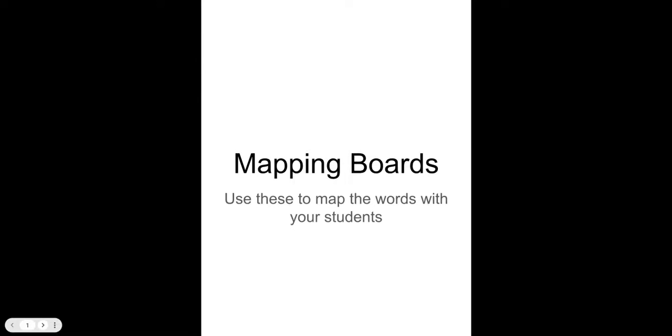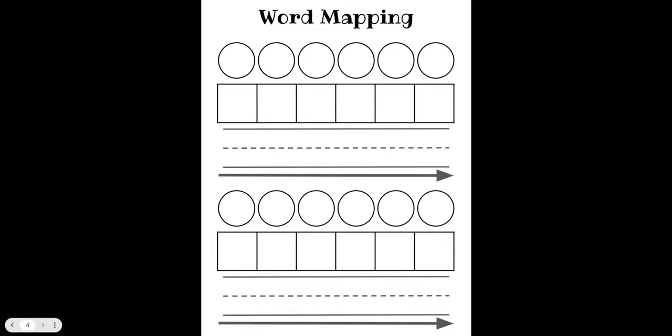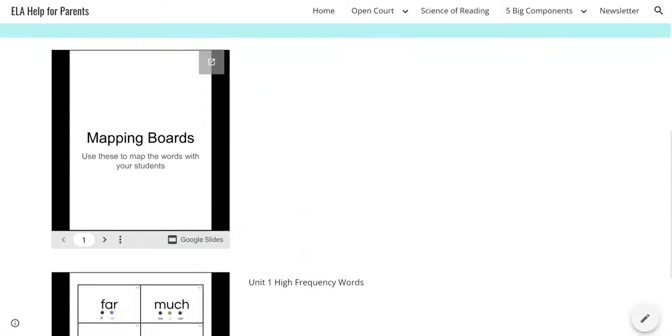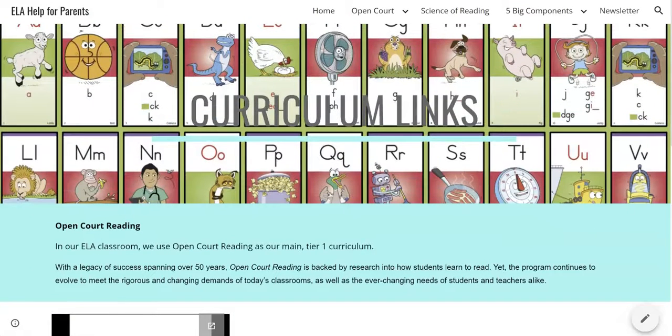And then there are some mapping boards here as well. You can use these to map your sounds. Sorry, my printer is going. Say that my word is good, I would go g, oo, d, which is 3 sounds, so I'd use the 3 boxes there in the middle. You can also use a grid and have them outline the boxes that they need. Or you can color in the sound circles, map the words in the boxes, and then write it on the line. So that's for high frequency words.